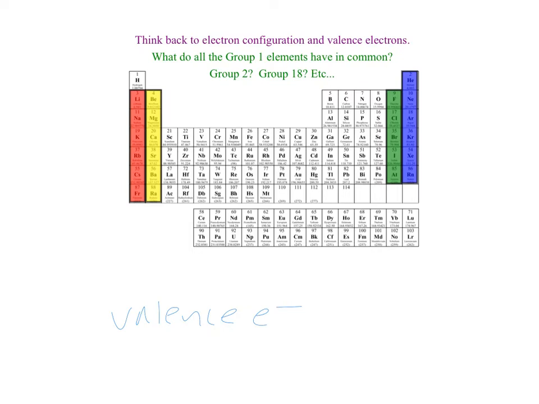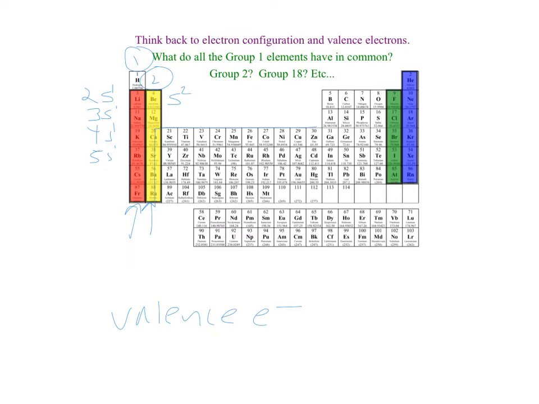So if we look, for example, at our alkali metals, all of these would end in S1. This would be 2S1, 3S1, 4S1, 5S1, and so all of group 1 has 1 outer electron. It's also numbered group 1. Group 2 has 2 valence electrons. All of these end in an S2.